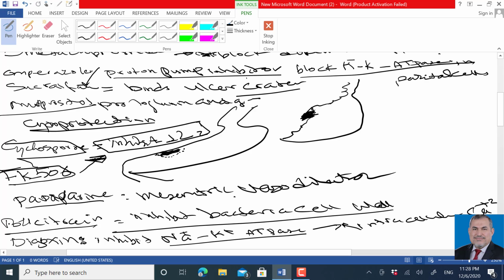Okay, so it causes inotropic action. Inotropic action means increasing the power of contractility of the heart. This is digoxin. It is an anti-failure drug, in addition to other uses.